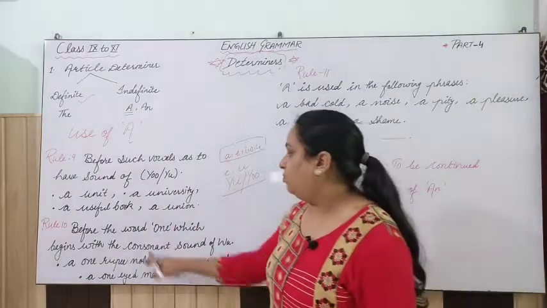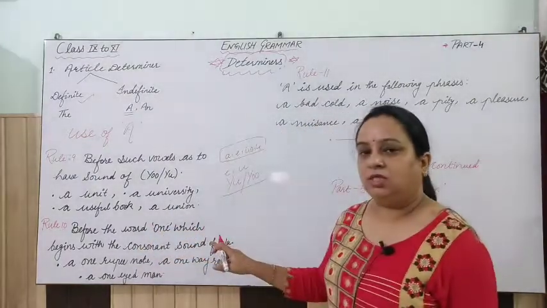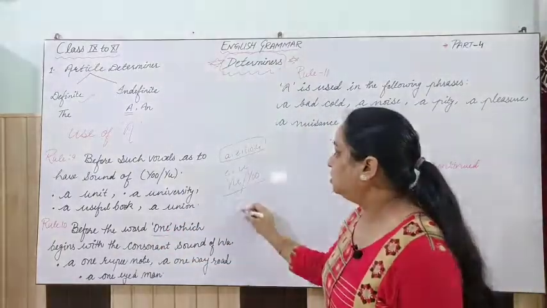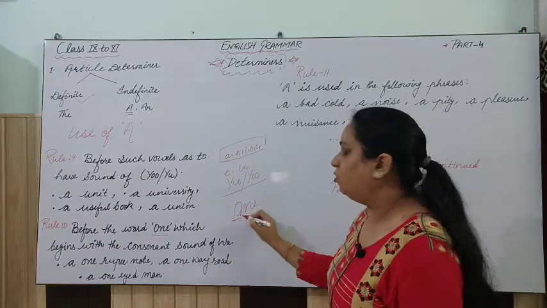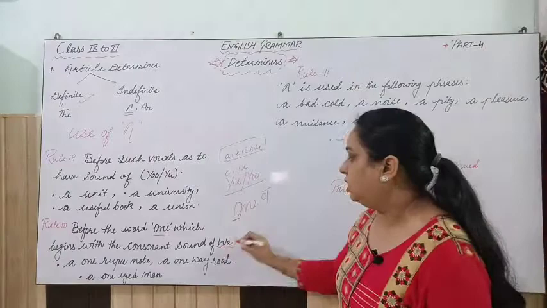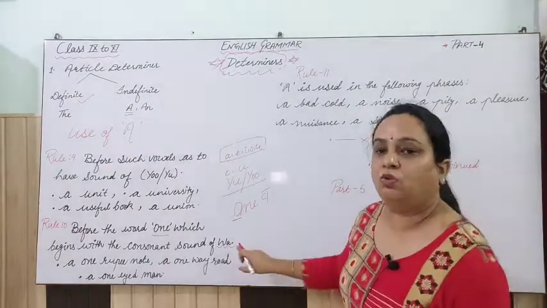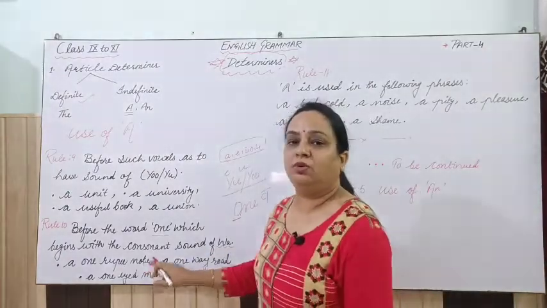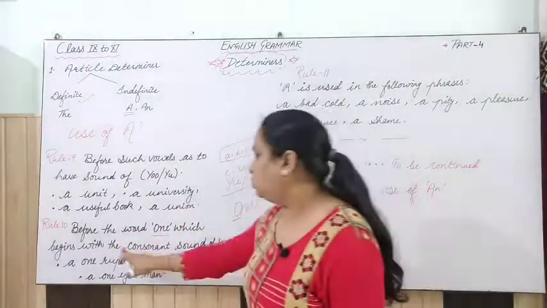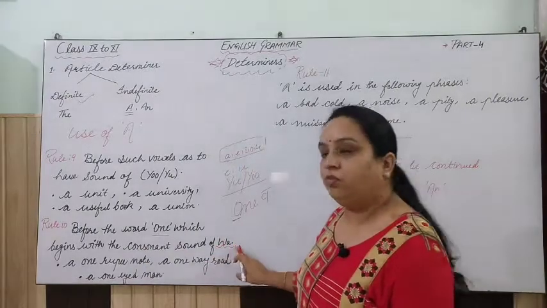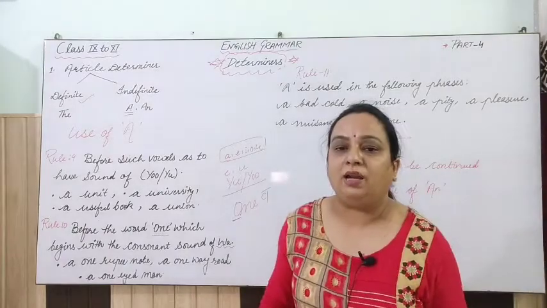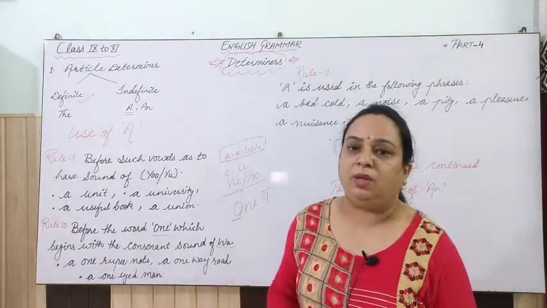Rule number 10 says, before the word one. What is the word? One. Okay, when we speak one, this is not giving the sound of o, this is giving the sound of w, right? So when this word one is giving the sound of w, here also you have to attach a. So before the word one, which begins with a consonant sound, that is a 1 rupee note, a one way road, a one-eyed man, many more can be like this.